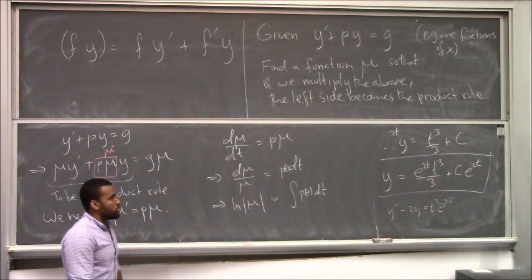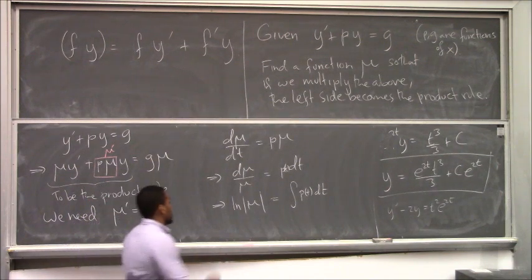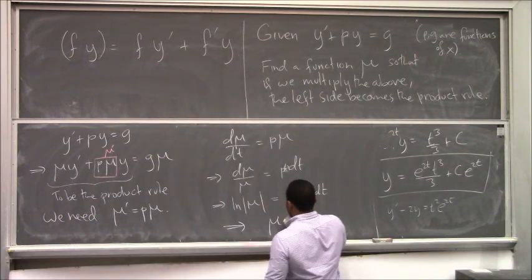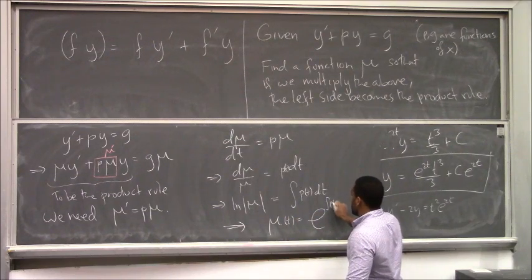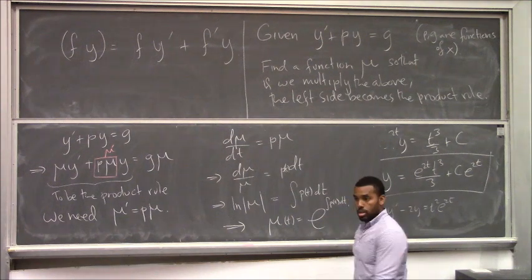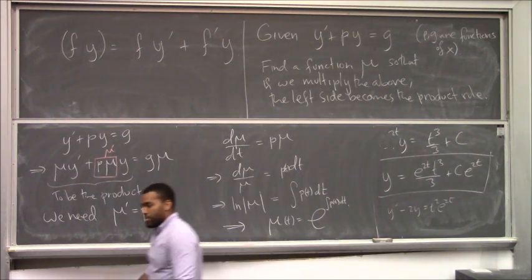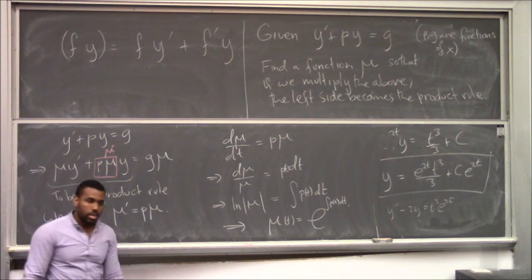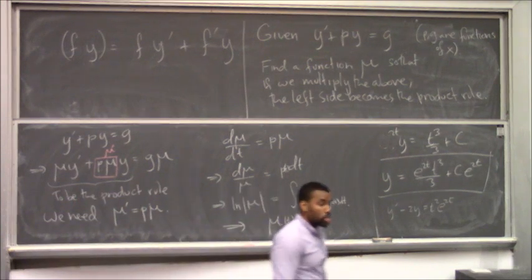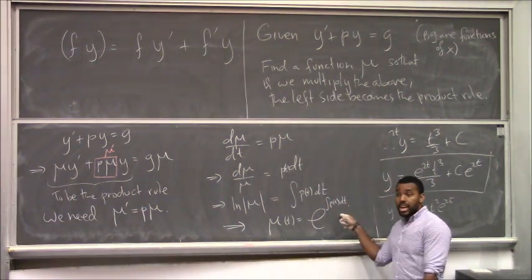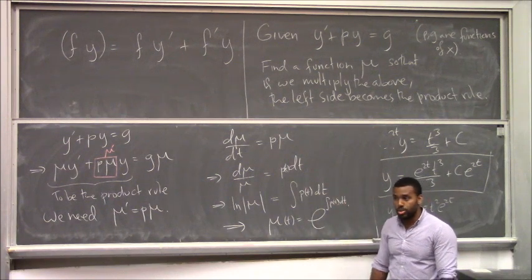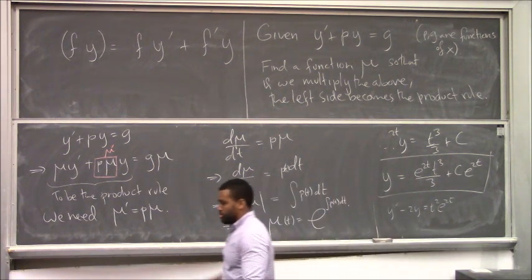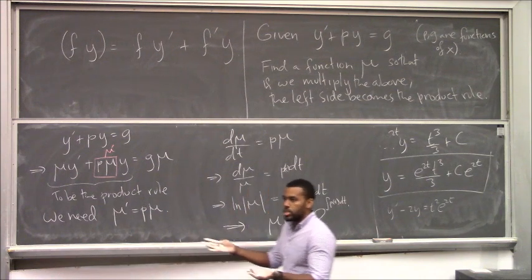And so if I were to solve for mu, what would I get? Mu must be equal to e to the integral of the p of t. Given a first order linear ODE, I can always create the product rule on the left side by multiplying by that guy. Take the coefficient of y, integrate it, throw it in an exponential. That function will make the left side the product rule. Once the left side is a product rule, I collapse it and just integrate both sides.